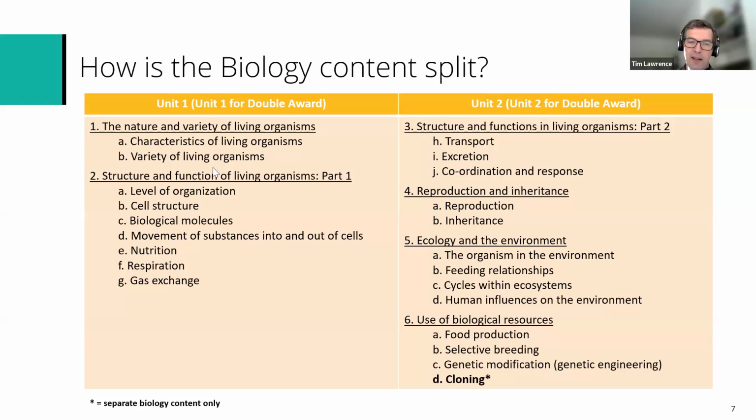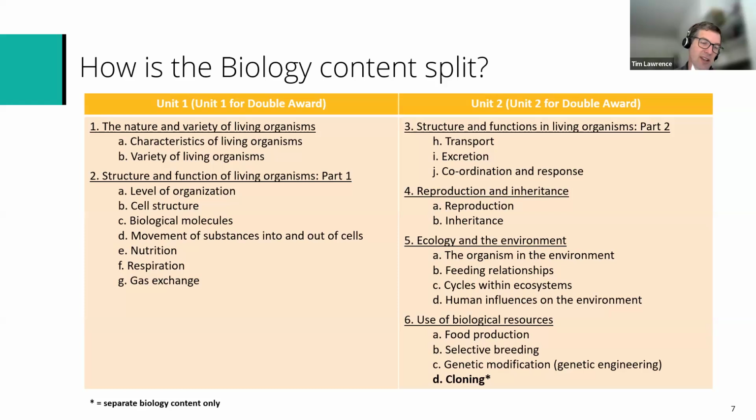Okay, so back to this slide. With the biology content split, you can see that we have structure and function of living organisms, which is a really big topic, actually split between the 2 units. There's just one topic down the bottom here, cloning, which is a whole subtopic which only appears in the separate biology GCSE. You don't need to cover it at all for the double award.